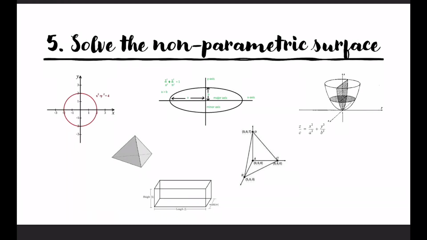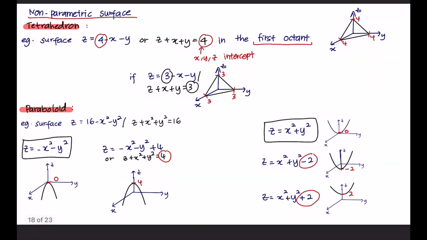Assalamualaikum and hi everyone. In this lesson, you will learn how to solve non-parametric surface. For non-parametric surface, we have circle, ellipse, paraboloid, tetrahedron, and cuboid. Let's look at some examples of non-parametric surface.